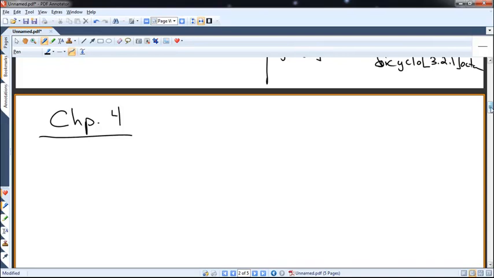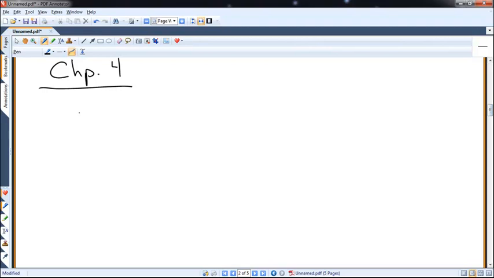So, all right. So chapter 4, like I said, is essentially mechanisms. What is a mechanism? How does it work? Mechanisms. I'm going to say free radical.